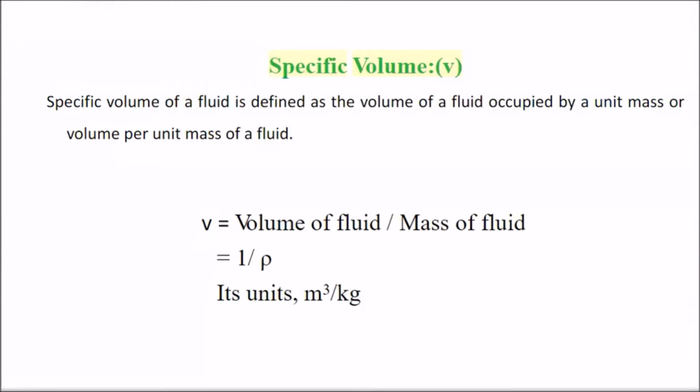Specific volume, v. Specific volume of a fluid is defined as the volume of a fluid occupied by a unit mass, or volume per unit mass of a fluid. v equals volume of fluid over mass of fluid, equals 1/ρ. Its unit is m3/kg.